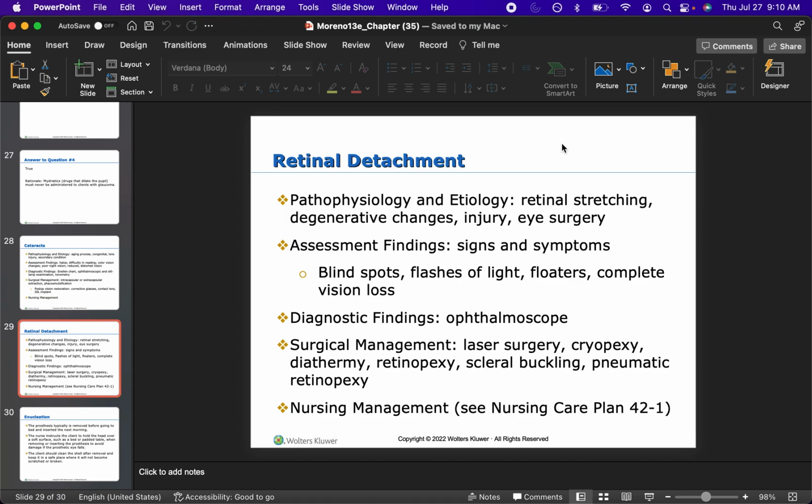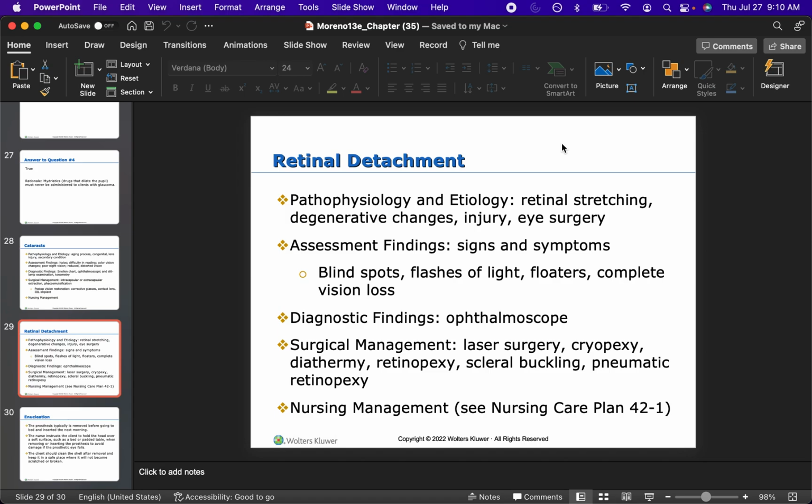Retinal detachment. Again, this is something that you may see if you're in the ER setting or urgent care. If you ever have any type of eye injury that you even think is close to retinal detachment, please go to the ER. Urgent care is not equipped to deal with this.